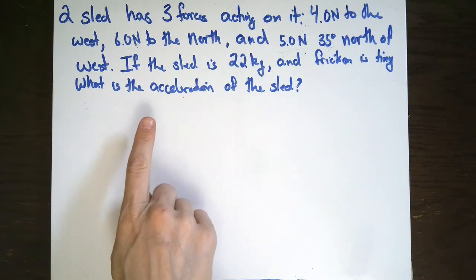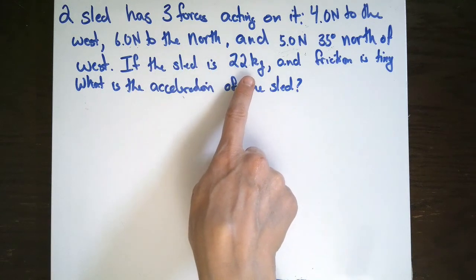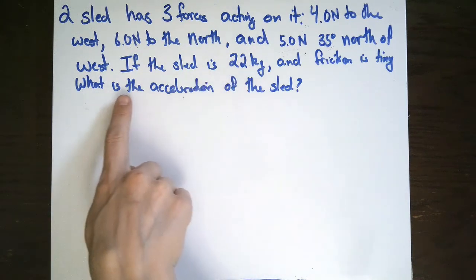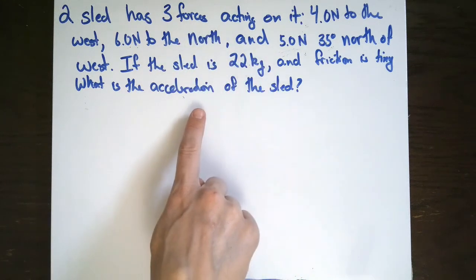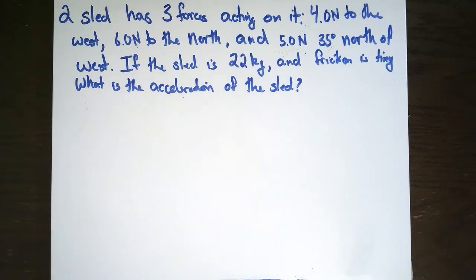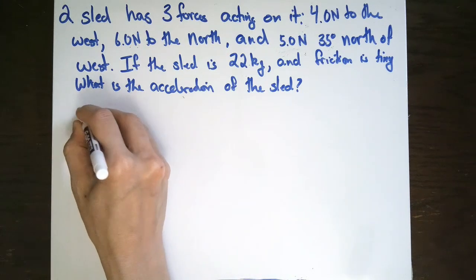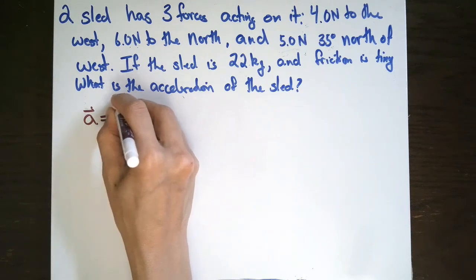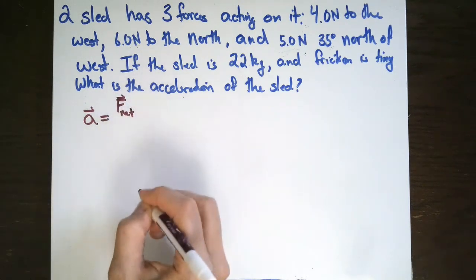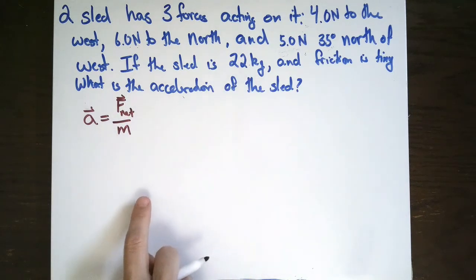So here we've got a problem where you have a sled that has some forces on it. We're given the mass, and we want to know what the acceleration of the sled is. So we've got forces, mass, and want to know about acceleration. So this is definitely a Newton's second law problem. Looking for the acceleration, so we need to know the net force acting on the sled, and we'll divide by its mass. The mass we've got.